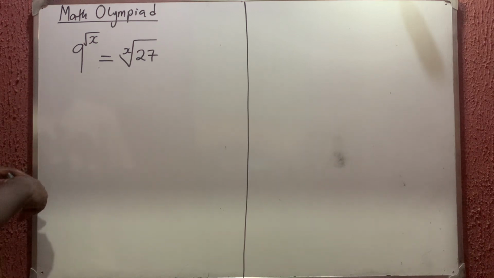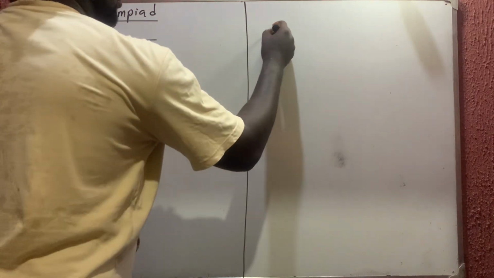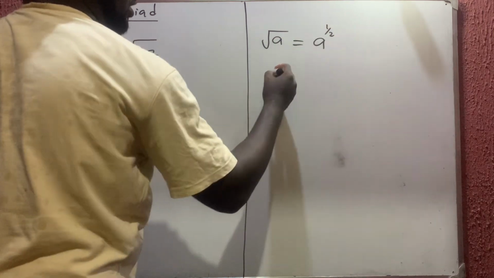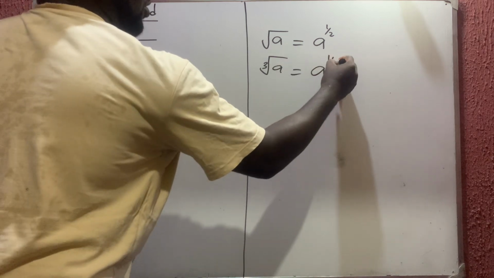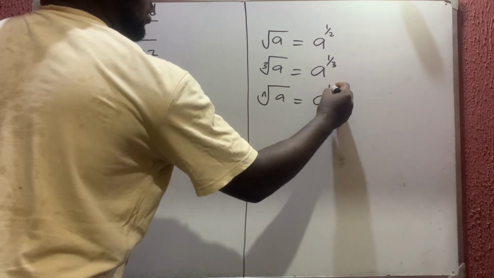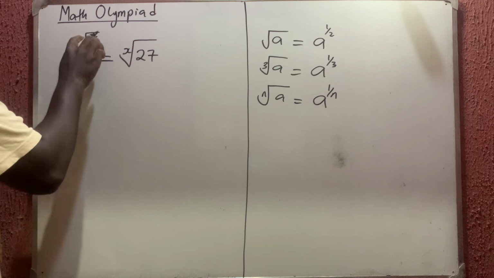Okay, and the laws of indices say that, if you can remember, the square root of a simply means a raised to power 1 over 2. The cube root of a simply means a raised to power 1 over 3. So the nth root of a simply means what? a raised to power 1 over n. Okay, if you know this, now let me leave this one the way it is.